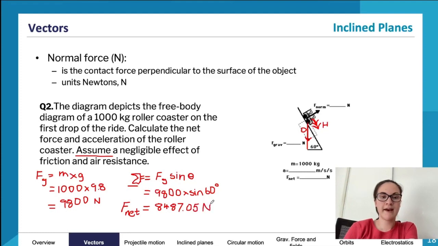Newtons. So that is our net force that we've just calculated. Now we need to calculate the acceleration, and the way we do that is F is equal to mass times acceleration. So how fast that roller coaster is moving down that slope. We've calculated the force at which it's moving down that slope, and now we just need that acceleration. So we'll plug in the numbers that we have.